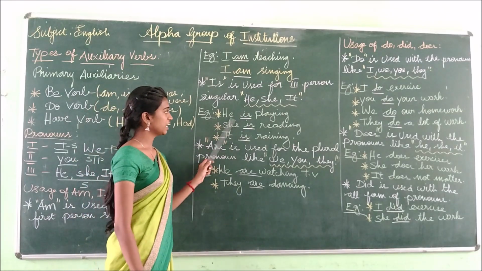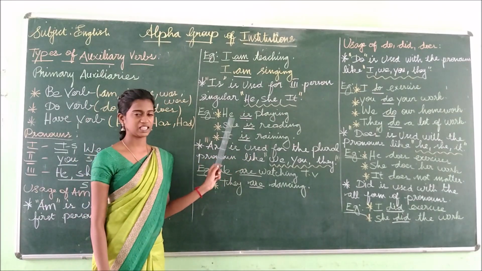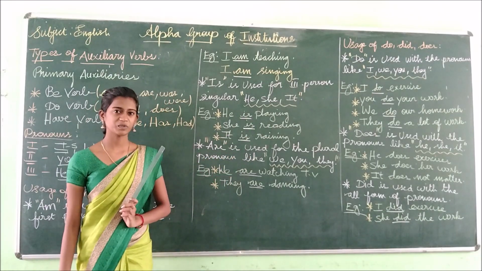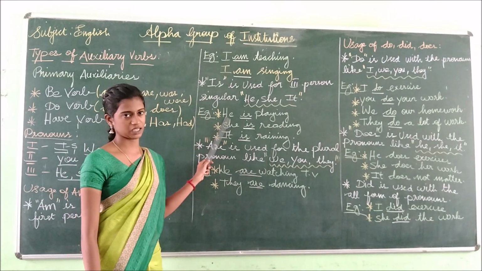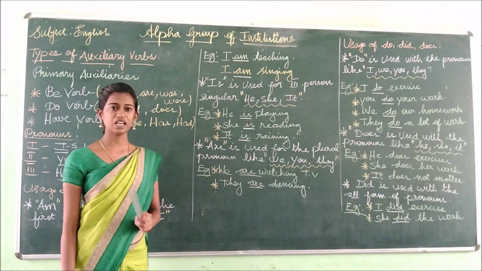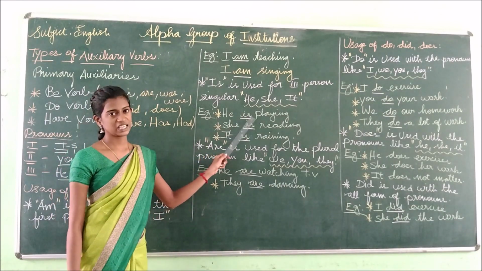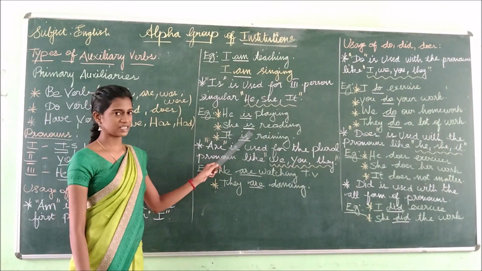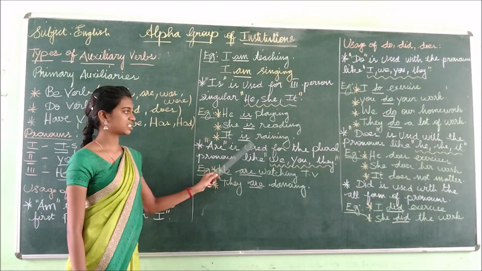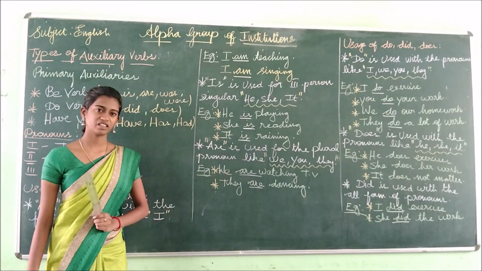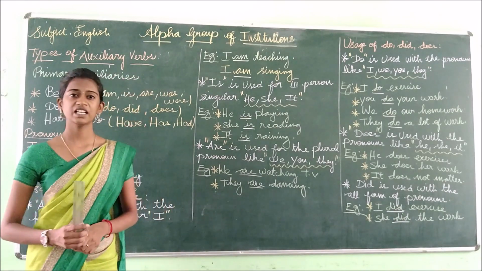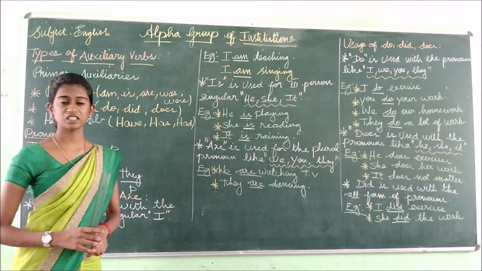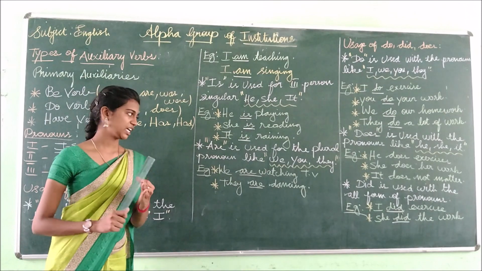So for example, he is playing. What is the subject here? He. He comes under the third person. So he is a singular subject, so we have to use is. Likewise, she is reading. It is raining. Have you understood this? So we have to use is for third person singular only. The third person singulars are he, she, it.